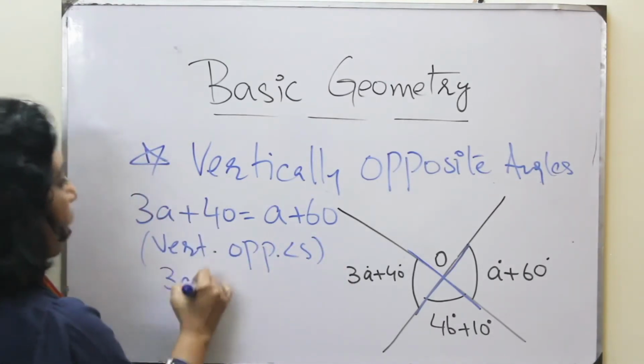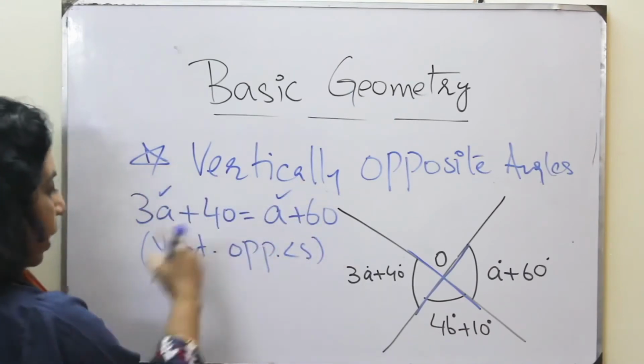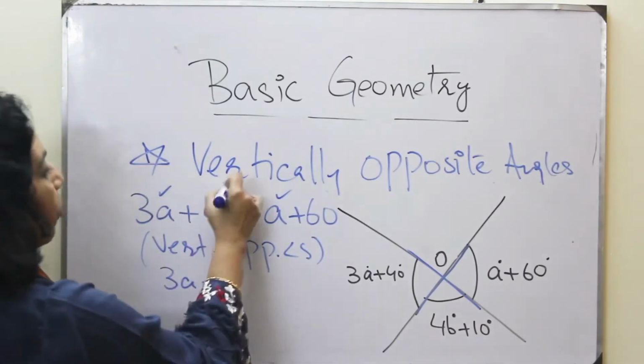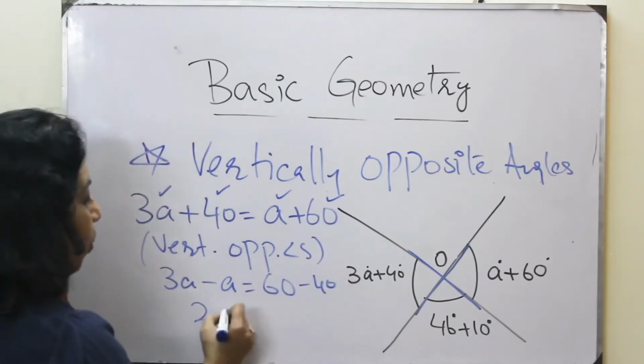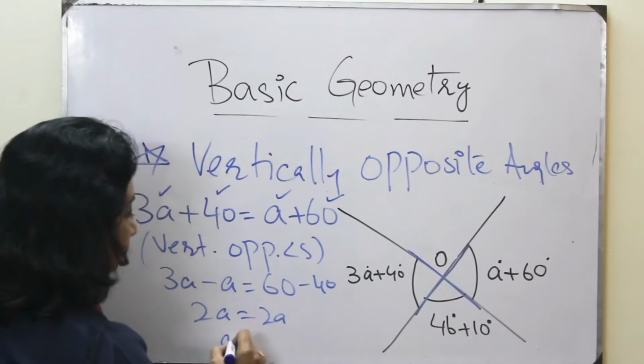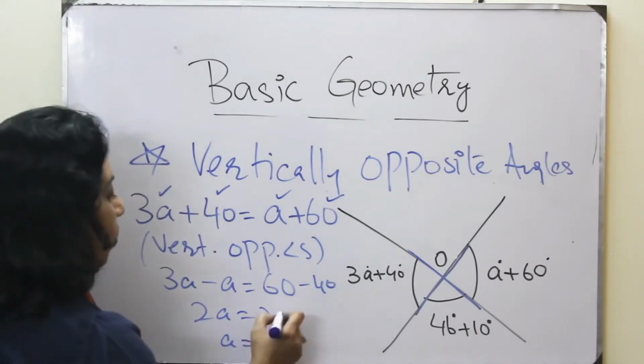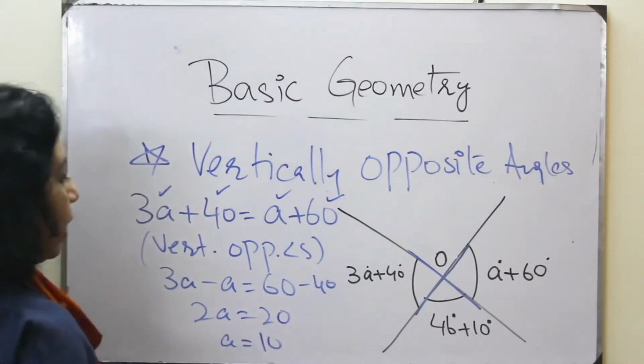We shall bring both A's on one side. This A will come here and we shall subtract. We shall take this 40 to the other side and we shall subtract. 2A equals 20, so the value of A is 10.